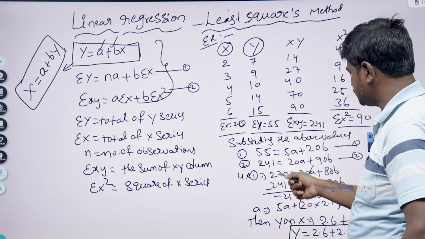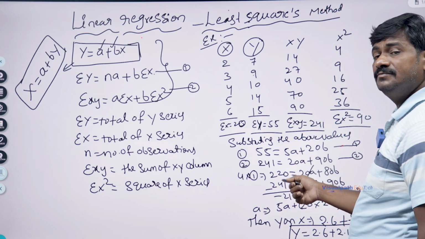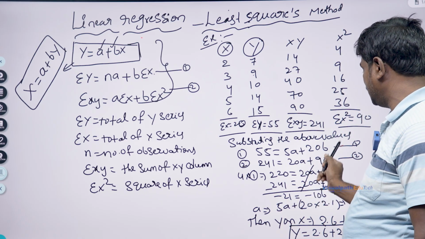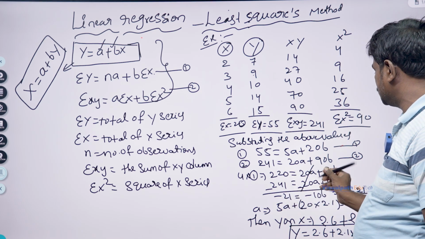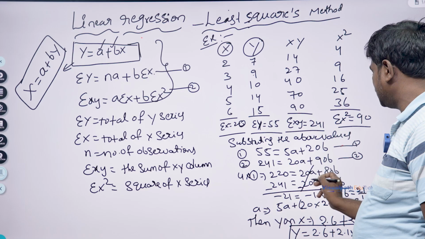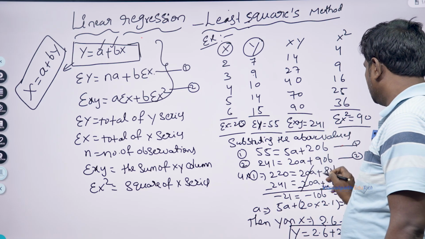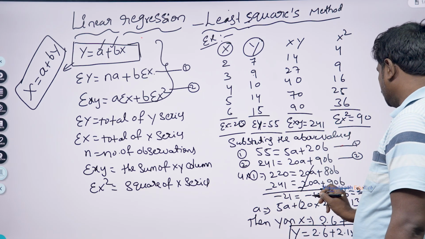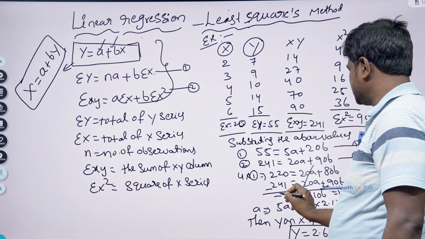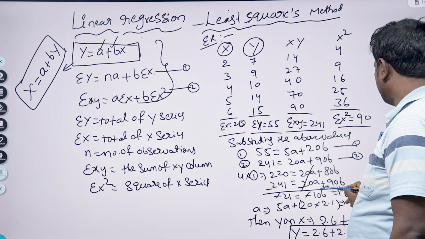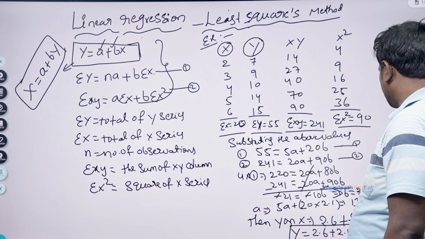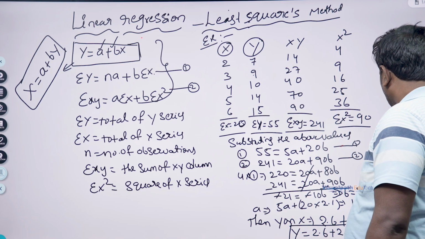Then we have to subtract those two equations, and we can change the signs while solving the equation. Then minus 241 plus 220 minus 21 is equal to 20a minus 20a plus 80b minus 90b. The 20a gets cancelled, and 80b minus 90b is equal to minus 10b. Then the minus signs cancel, so 21 is equal to 10b. Then it implies b is how much? b is equal to 21 by 10, that is 2.1.